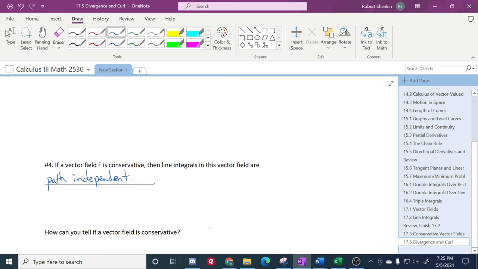You can pass if you want. Got nothing? Nothing? Okay. How can you tell if a vector field is conservative?